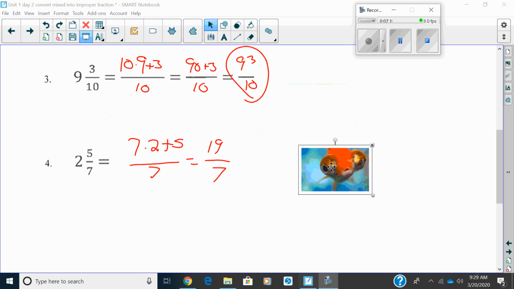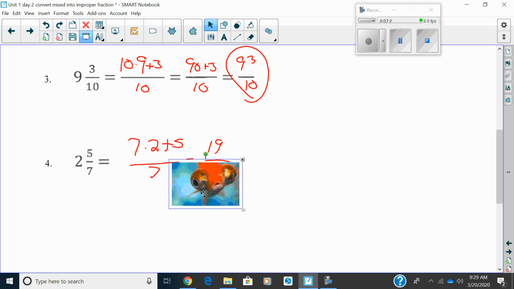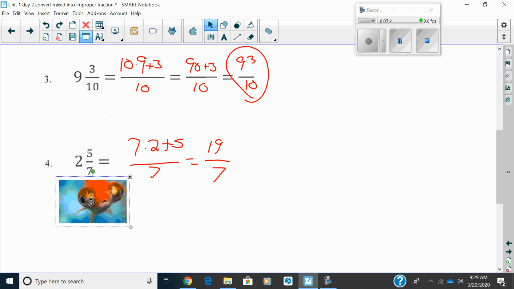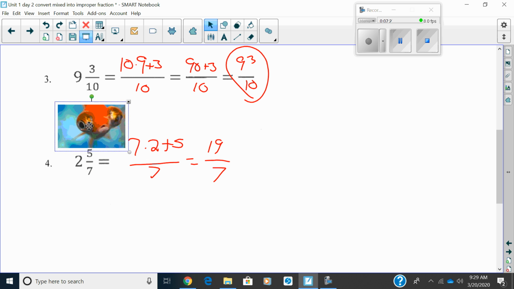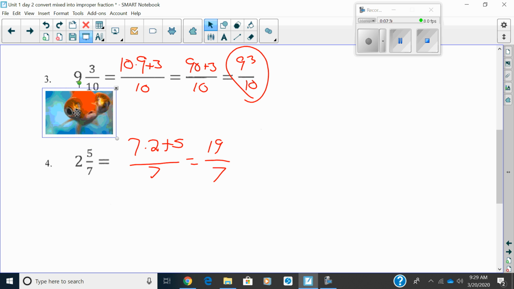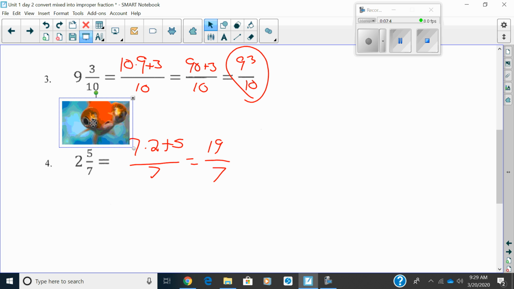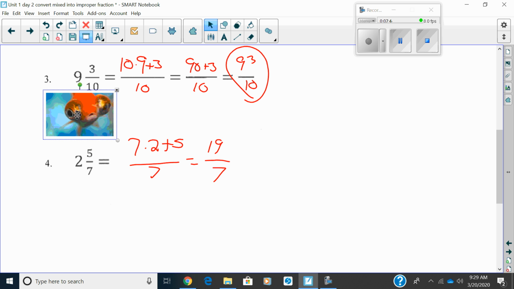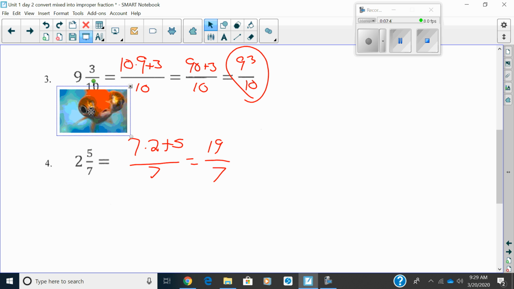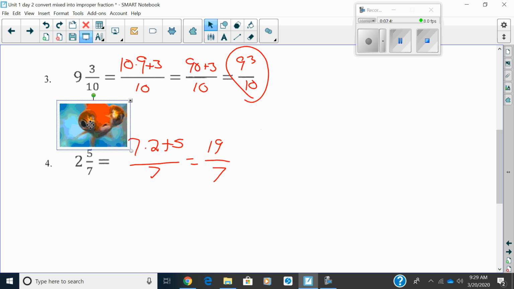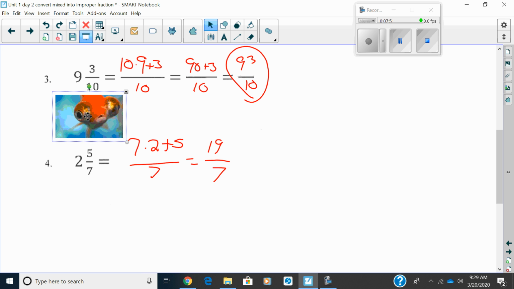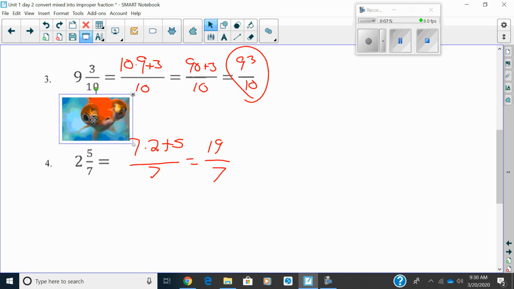Let me just say something here. Why is this 19 over 7? Well, let's use 10 because you can visualize it better. You have 10 friends, and you have 9 pizzas, or apple pies, and 3 more slices in another box. How many slices can each friend get? Each pizza is divided into 10 slices.